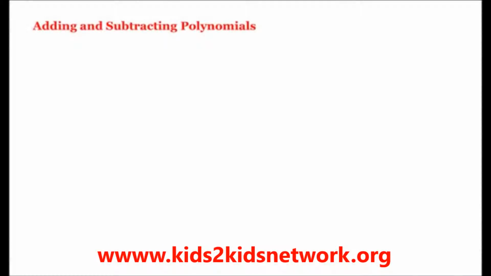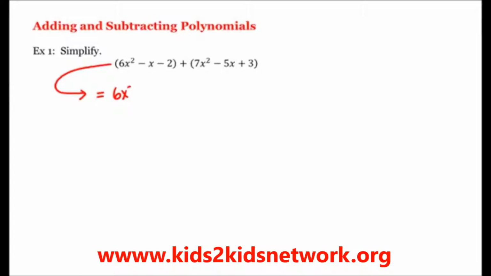Let's add and subtract polynomials. For example, let's add these two polynomials together. The first thing we'll do is remove these parentheses. In other words, this is equal to 6x squared minus x minus 2, and then plus 7x squared minus 5x plus 3. And now let's focus on grouping like terms.